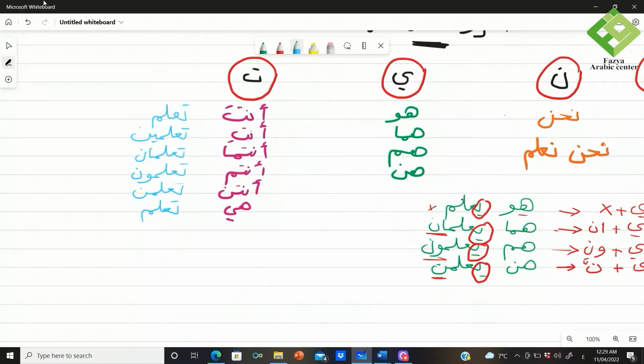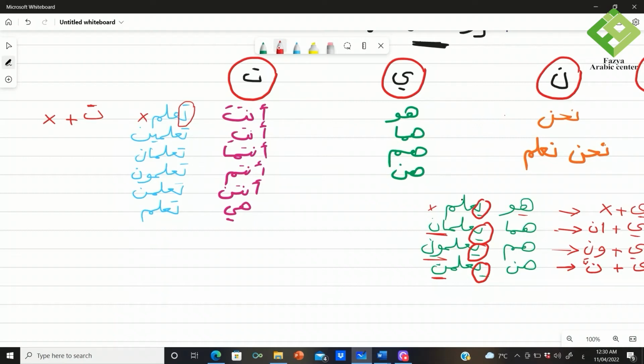Now again, let us try to use the ending of the verb so that it would help us to differentiate between those 6 conjugation forms that use the ta at the beginning. So أنت تعلم, we have a ta, but nothing at the end. Again, so أنت تعلم, if I have a ta at the beginning plus nothing at the end, then it is أنت.